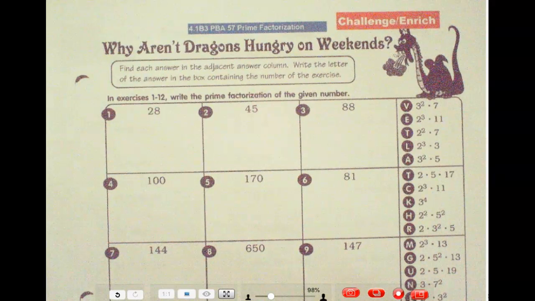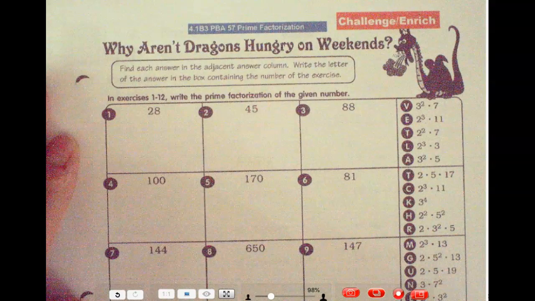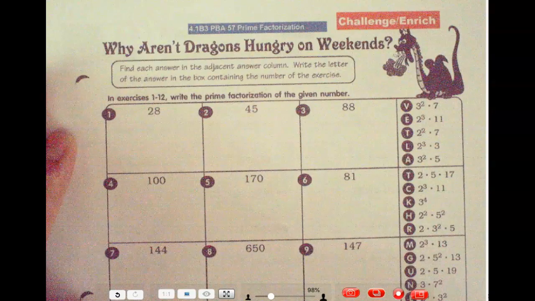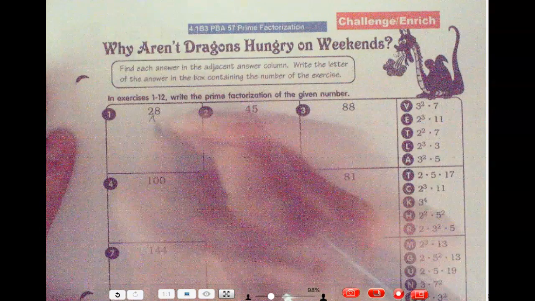Hey, what's up? We're going to do good old 4.1b3 PBA 57. This is prime factorization. We just have to write the prime factorization of these numbers, and they give you a lot of space here. It's really nice.